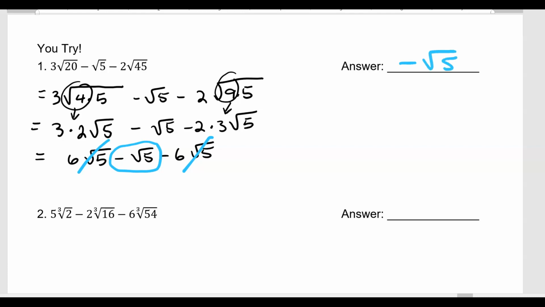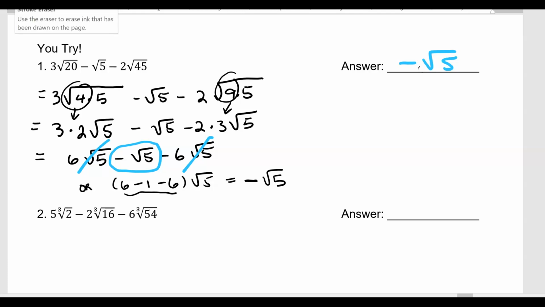Or you could have looked at it as, if you wrote it out, that's 6 minus 1 minus 6 square root of 5. And if you did that, you'll notice that you still end up with negative 1 square root of 5, which is the same as negative square root of 5. So if you put a 1 here, it does mean the same thing. However, it's conventional that we do not write 1s as coefficients or powers.